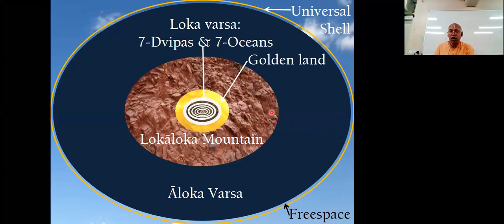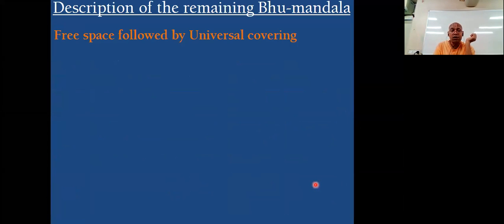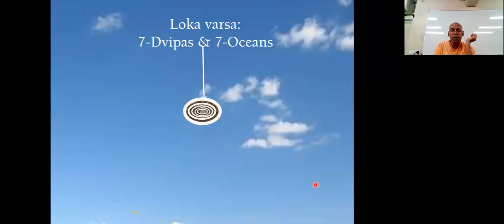So if here to here is 123 and here to here is 123, then the total width will be 246.6 million yojanas. Then there is a gap of 3.4. Then comes the universal shell. There are 7 universal coverings. The total width I did not mention here. Then comes Brahmajyoti. After crossing the 7 layers, there comes Brahmajyoti.